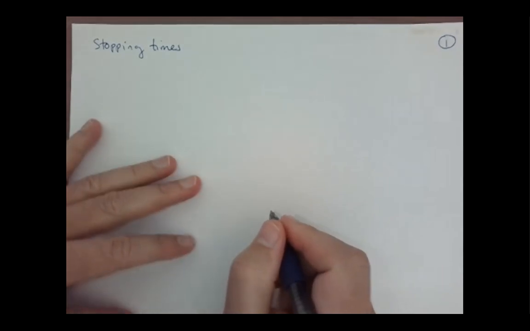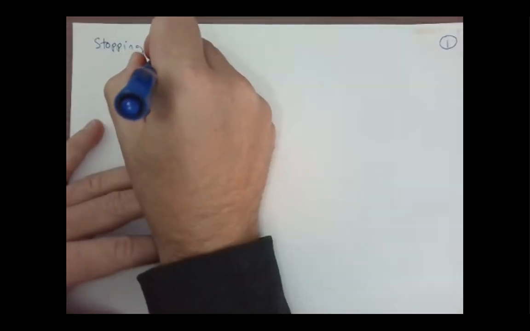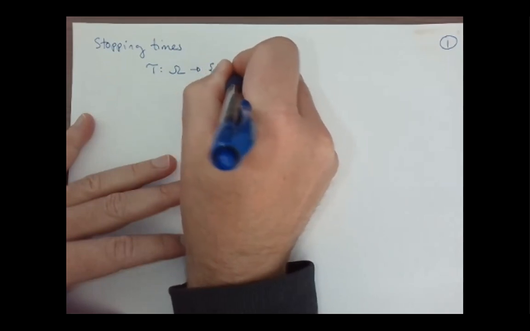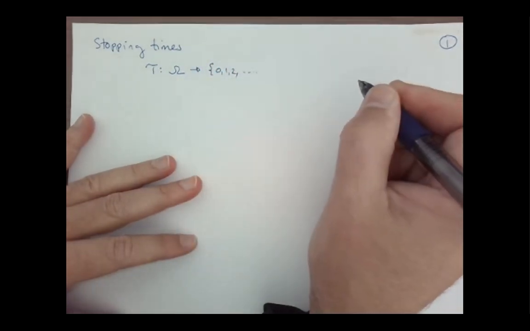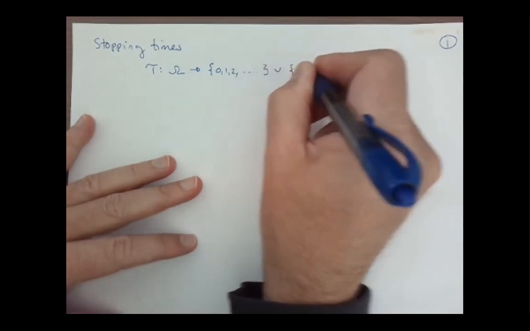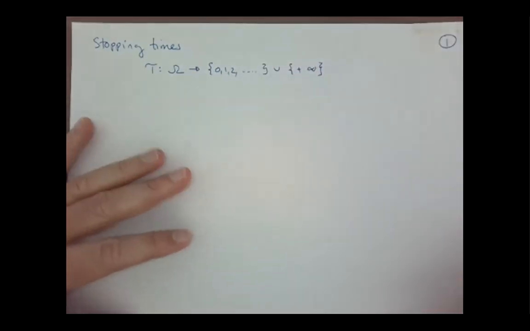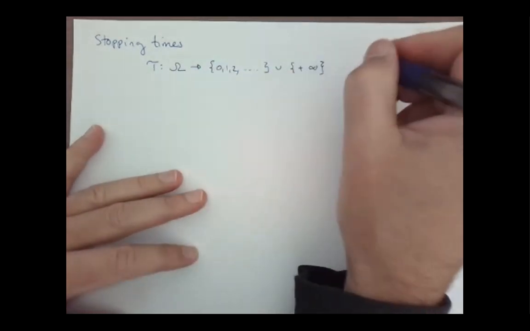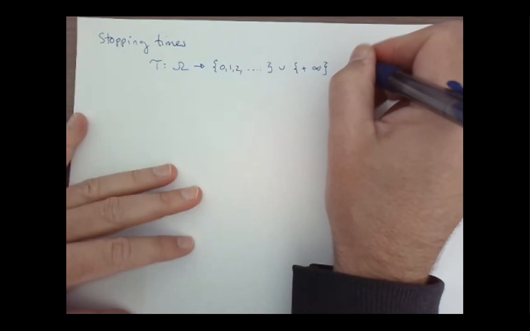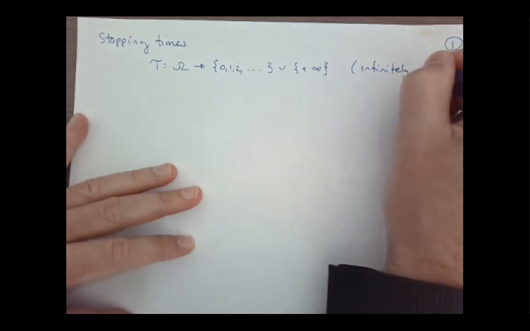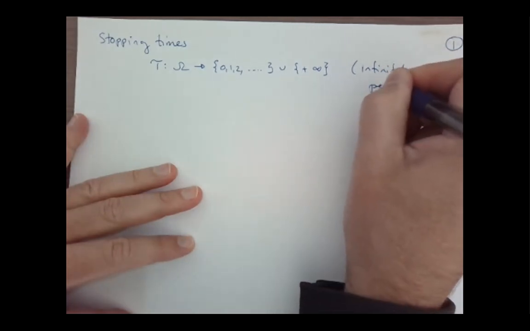Stopping times are functions that go from omega and take values in the natural numbers and potentially also plus infinity. This is here for the infinite horizon model, when there are infinitely many coin flips, infinitely many periods.